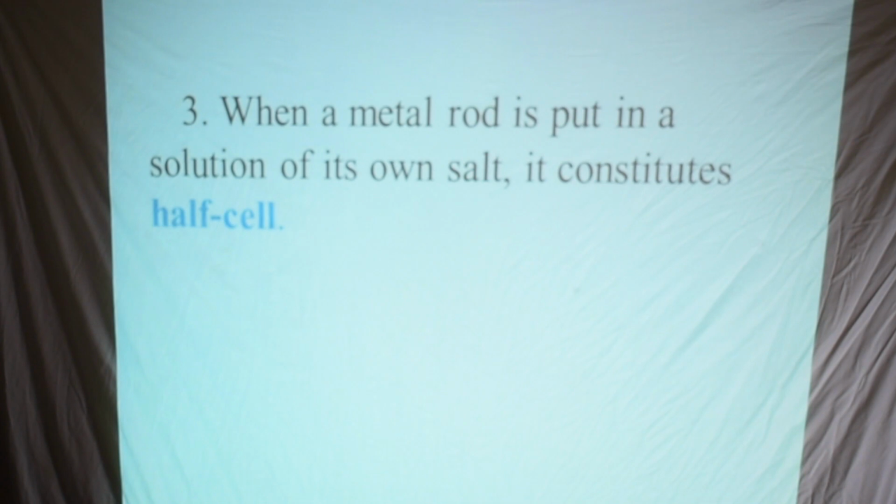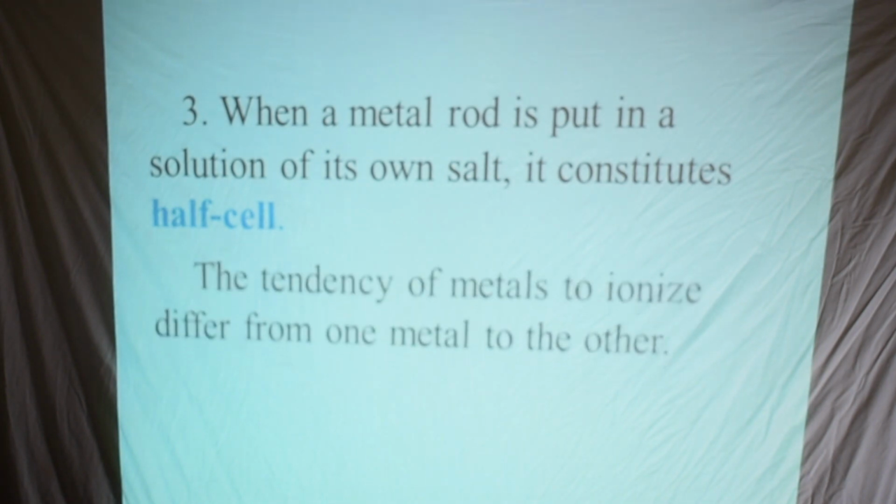It's not a complete cell. When you have a complete cell, then it is going to be something else. But I want you to understand that a half cell is composed of a metal rod and a solution of its own ion. Now, that is basically for that.